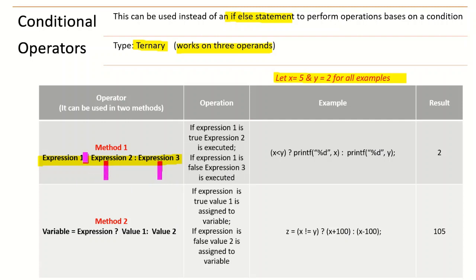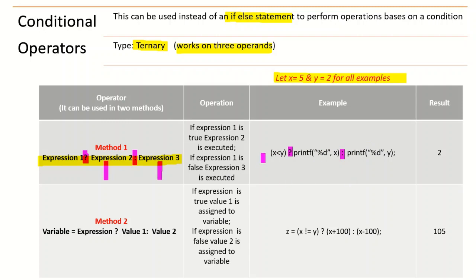So our operator part is only this question mark and this colon symbol. These 3 are 3 expressions. The example is this: x < y ? printf("%d", x) : printf("%d", y). The meaning is, it will check this condition, x less than y. If it is true, it will execute the second expression. If it is false, it will execute the third expression.